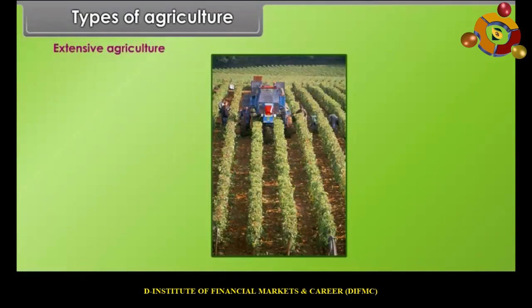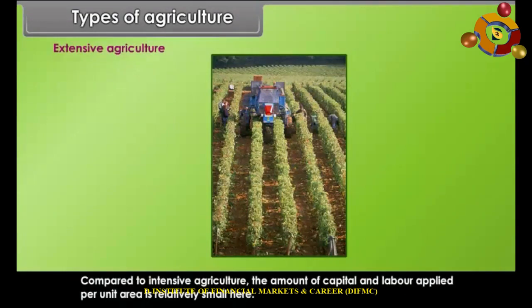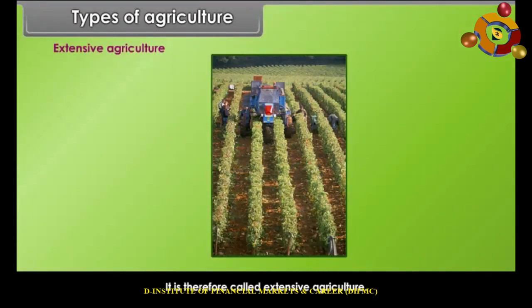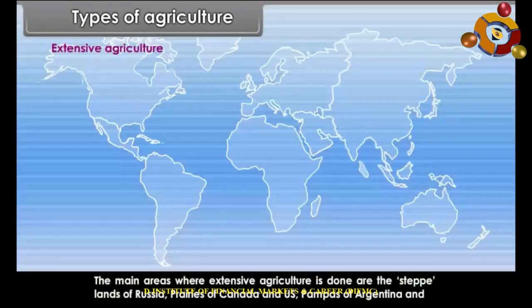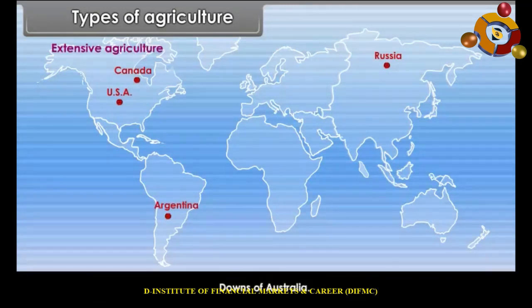Extensive agriculture. Compared to intensive agriculture, the amount of capital and labor applied per unit area is relatively small here. It is therefore called extensive agriculture. The main areas where extensive agriculture is done are the steppe lands of Russia, prairies of Canada and US, pampas of Argentina, and downs of Australia.